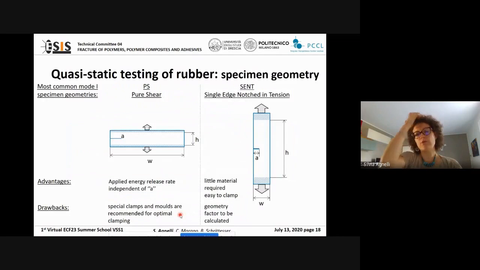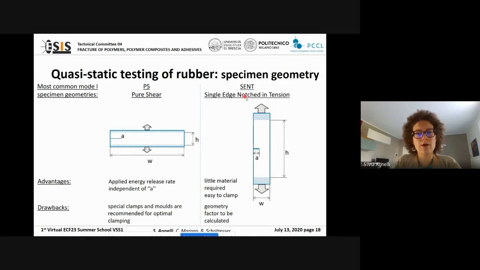Now I want to give you a very short overview of how to practically calculate the energy release rate in rubber. Commonly, the most used samples are the two represented here. On the left side, we have the pure shear specimen. As you can see, it's very large, quite short. The advantage is that the energy release rate is not depending on the notch length, but you need the special clamps to avoid the slippage because the forces here are getting very high.